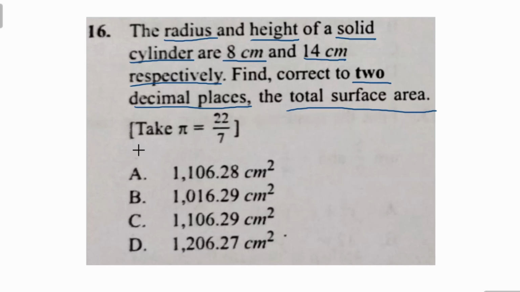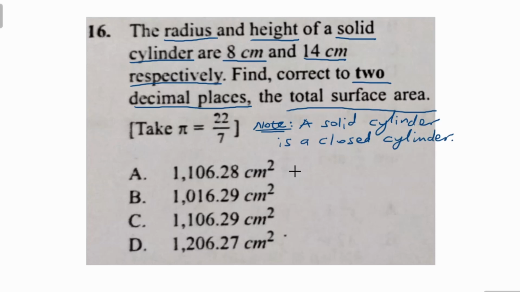A solid cylinder is a closed cylinder, so let me just put that here. And I would like to extract the information. The radius, let's call it R, equals 8 centimeters. And also the height, let's call it H, equals 14 centimeters. Now let's call the total surface area TSA.